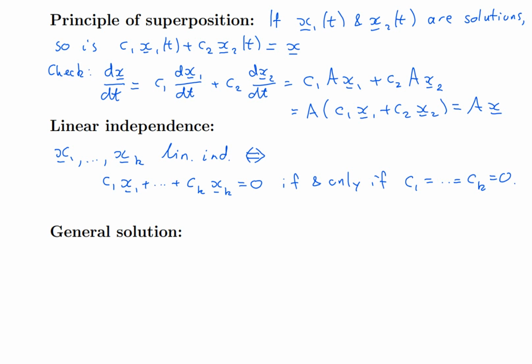So this says you're linearly independent if the only way a linear combination of those vectors is 0 is if all the coefficients are 0. And conversely, if there is some non-zero set of c's such that that linear combination gives you the 0 vector, then the vectors must be linearly dependent. So when we're solving differential equations, we're looking for linearly independent solutions.